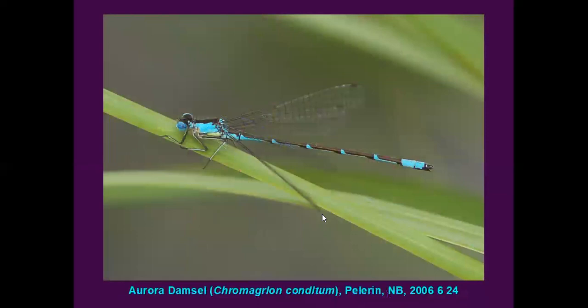The Aurora damsel, wonderfully named in English anyway, and it really does look like a sunrise or a sunset. If you look at the side of the chest there, a gorgeous, gorgeous damselfly.